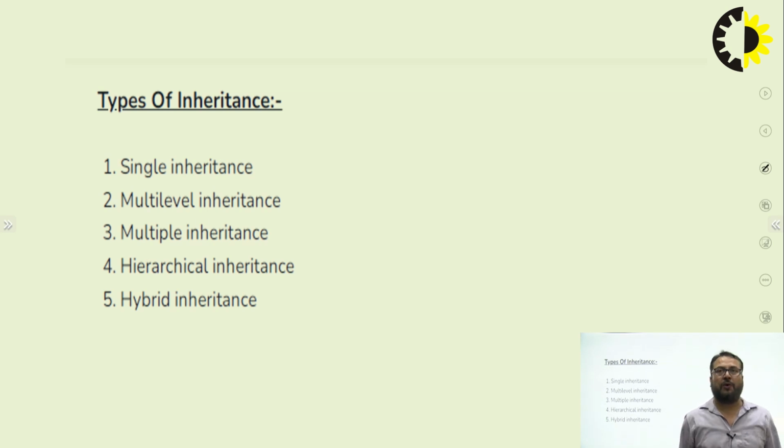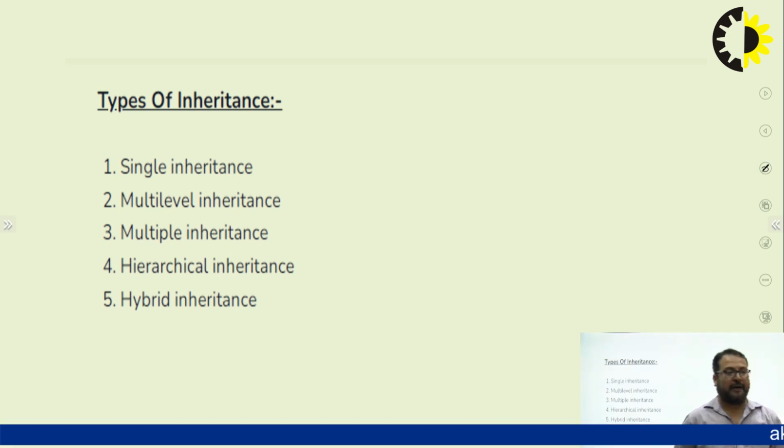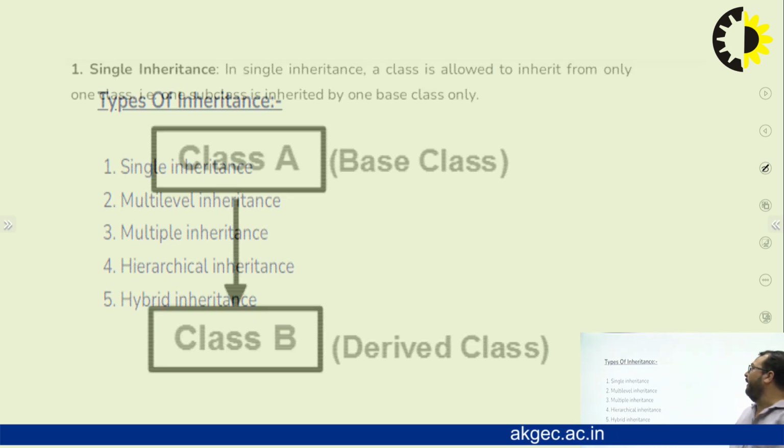Okay. So inheritance is basically how a class can be inherited from another class, meaning the properties of a base class can be inherited in a derived class. There could be multiple types. One is called single inheritance. There are multi-level inheritance, multiple inheritance, hierarchical inheritance, and hybrid inheritance. So mainly five different categories of inheritance can be implemented.